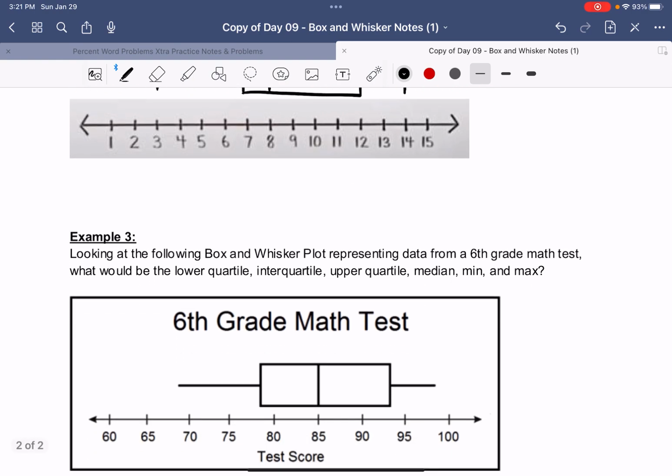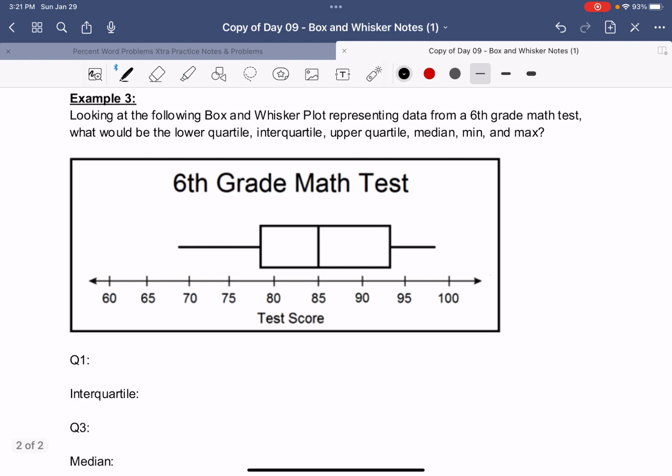All right, the last example is actually analyzing a box and whisker plot to find the data. All right, so look at the following box and whisker plot representing data from a 6th grade math test. What would be the lower quartile, the interquartile, the upper quartile, the median, min, and max, okay? So take a look at that for a second. See what you think. See if you can solve these, pause the video, and then come back and check your answers.